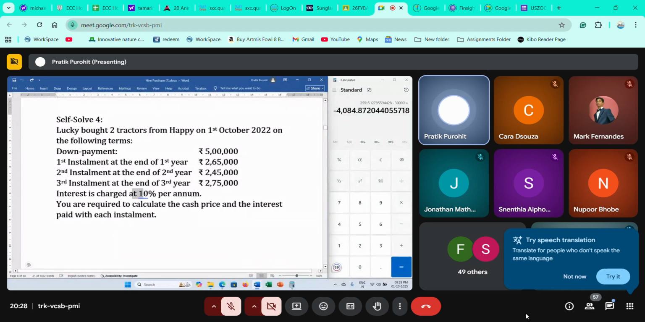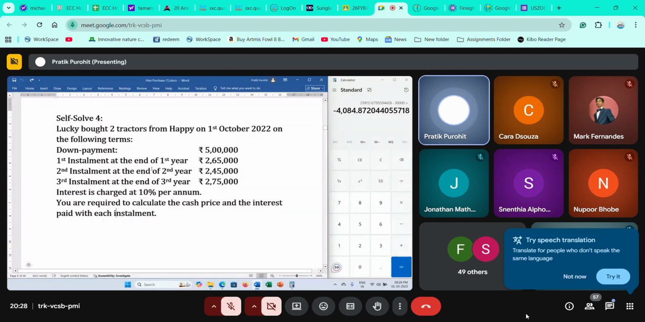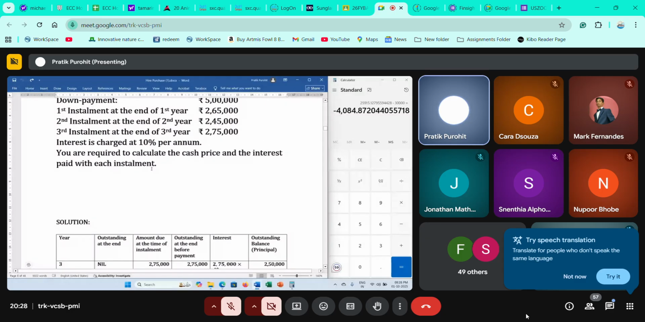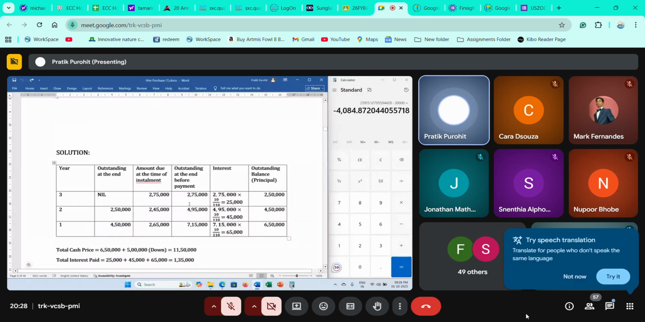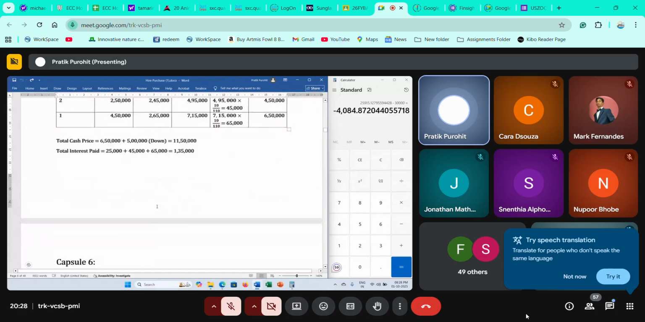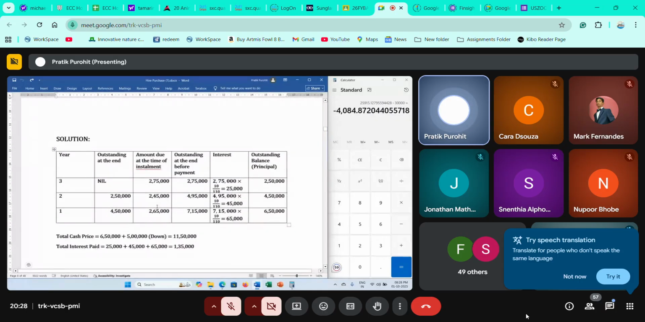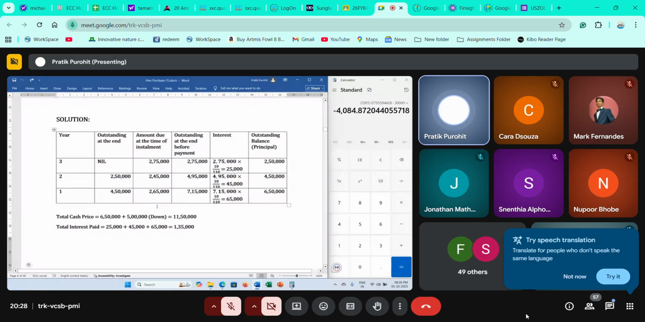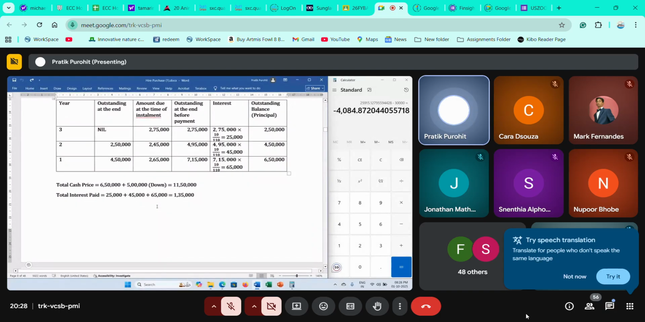Interest is charged at 10% per annum. Although we can use other methods also, let us solve this problem using the annuity method. So how do we do that? We have put it up in the ratio method over here, but you can solve this by annuity also, but we have not done it here.